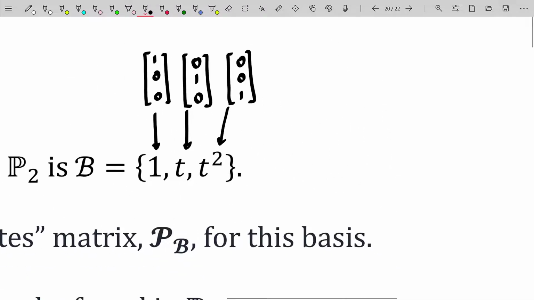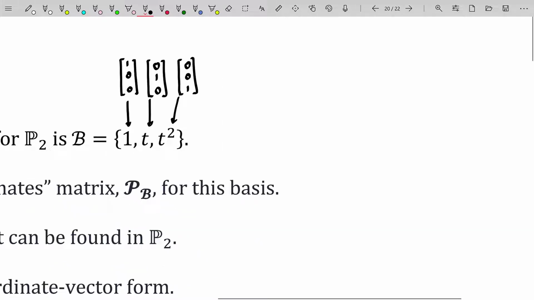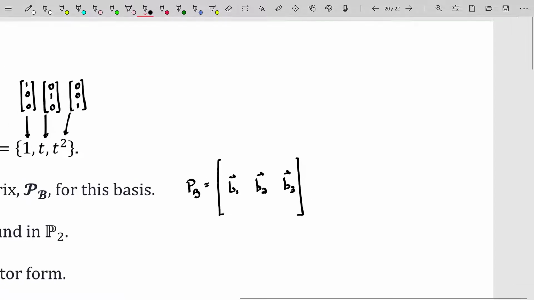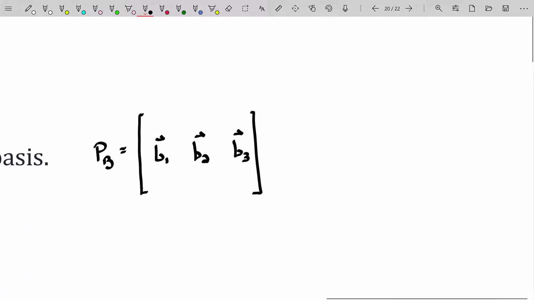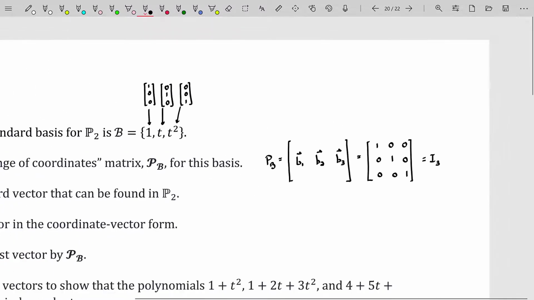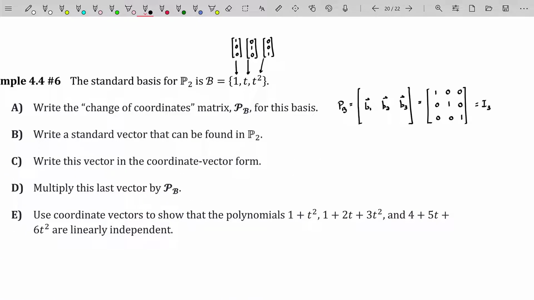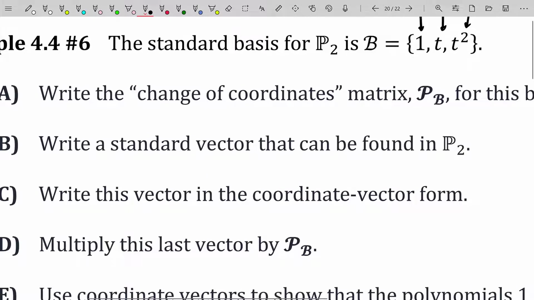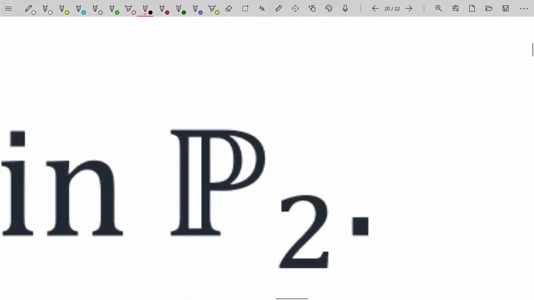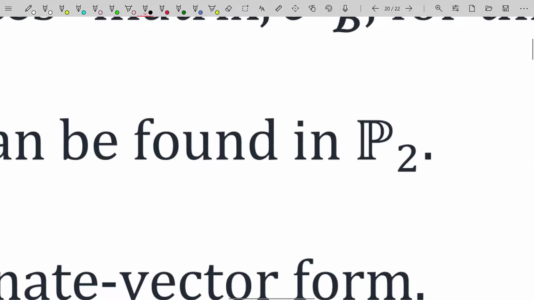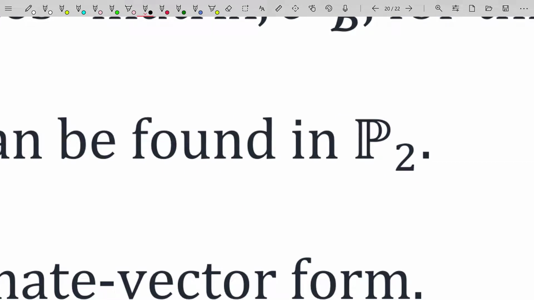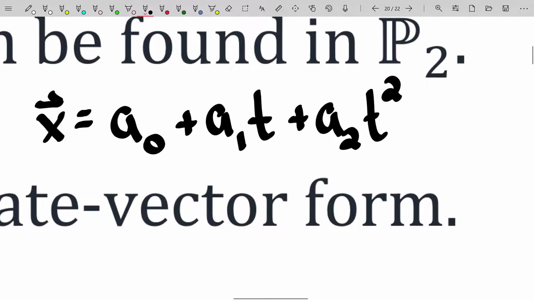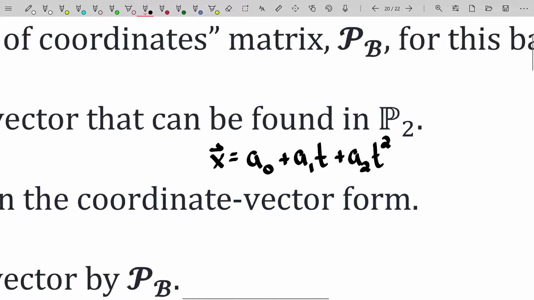If those are the basis vectors in our coordinate system, then the change of coordinates matrix is just going to be the matrix with those vectors as its columns, which is the 3x3 identity matrix. Very, very nice. Now write a standard vector that can be found in P sub 2. Remember, P sub 2 is the vector space of polynomials of degree 2 or less. A standard vector in that space is this second degree polynomial right here.